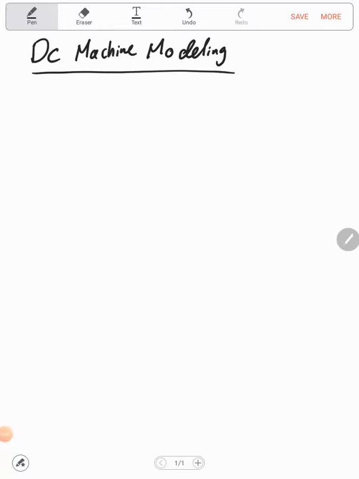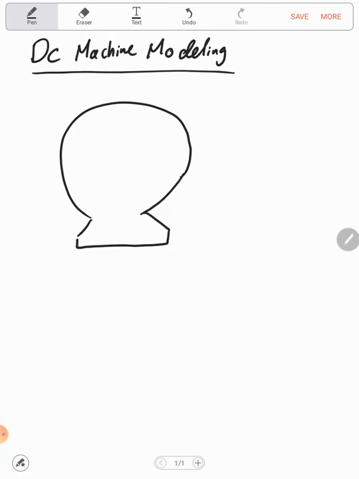Assalamu alaikum. So today we'll discuss the DC machine modeling. Now, as any machine, the DC machine consists of two parts, the stator and the rotor. So here I will plot a simple DC machine, and this is the stator, which is the stationary part of the machine. And let's assume it has two poles.